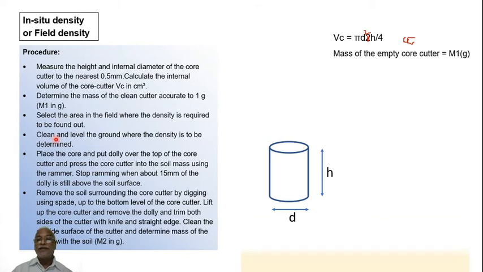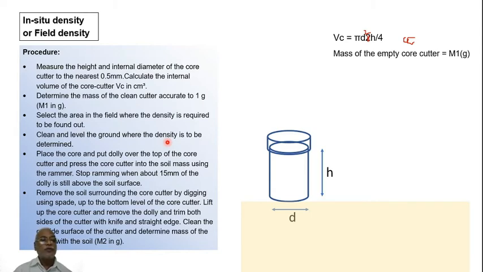Now select an area. You can see here there is a ground, and we'll place this core there. Clean the ground of any loose pebbles or material, and then place this. So select the area in the field where the density is required to be found, and clean and level the ground where the density is to be determined. Now place the core and put the dolly on top of it. So you put the dolly over the top of the core cutter.